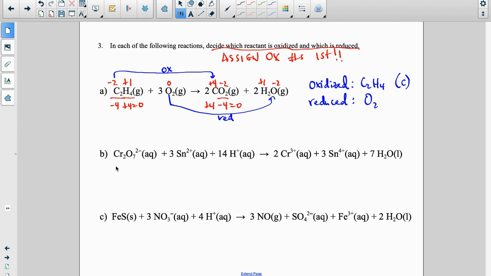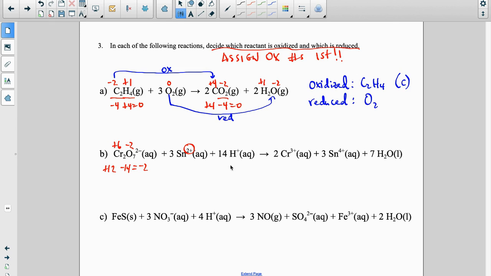Okay, B here. The dichromate ion. So our ion has an overall charge of -2. So our oxidation numbers down here need to add up to -2. Our oxygen has an oxidation number of -2. That's a total of -14. Okay, that means in order to get -2, this has to be +12. And there are 2 chromiums, so each chromium is +6. All right, we assigned that.